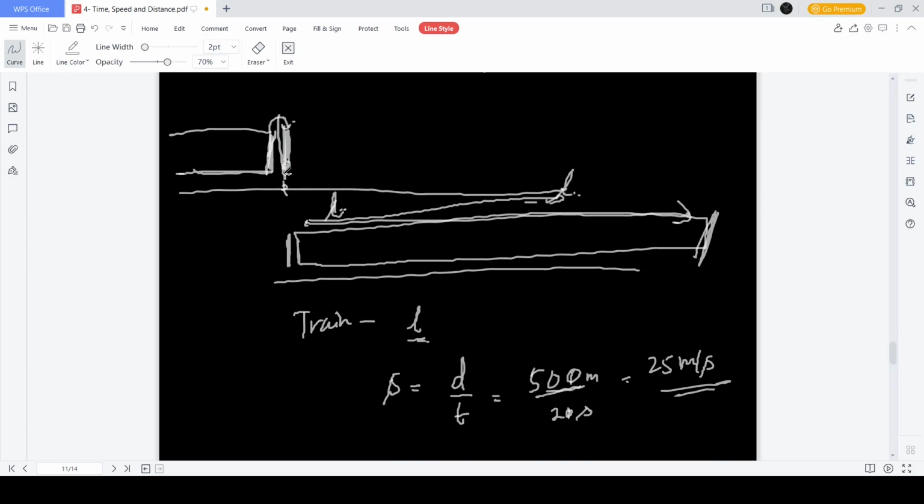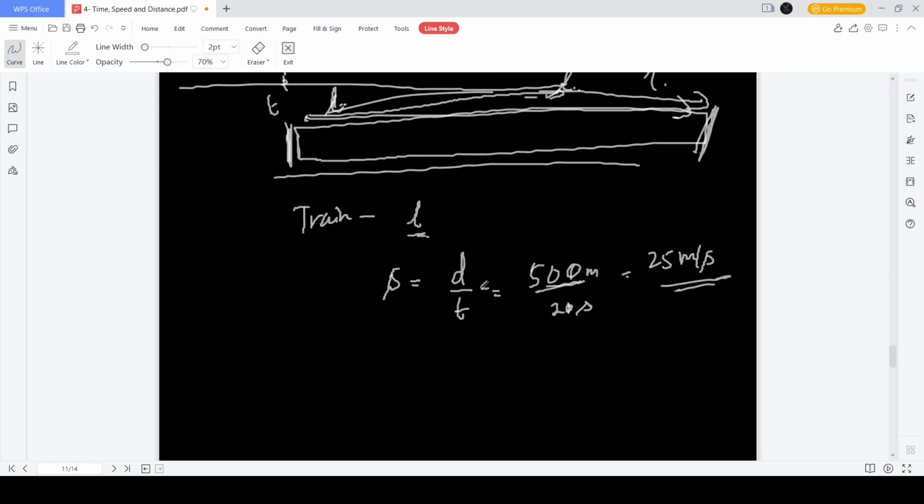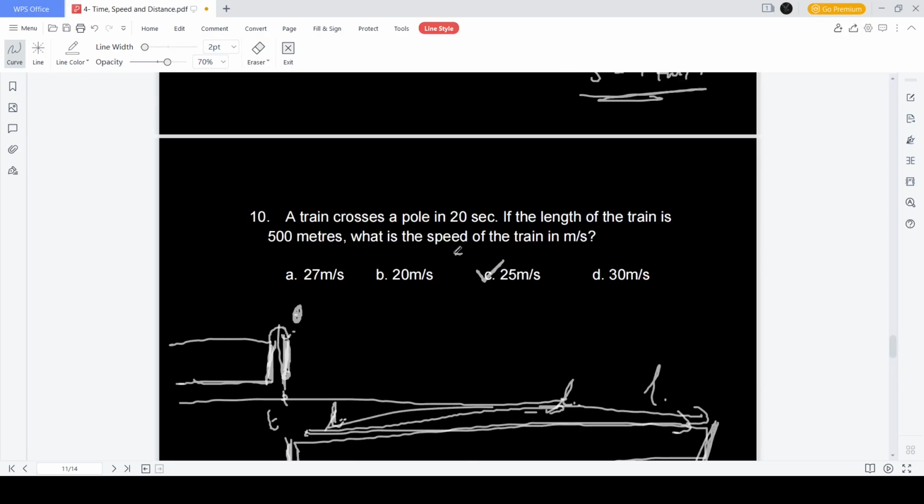Because at this moment, if you say time is 0, at this time it is t, the head of the train has covered the distance L, right? Because the length of the train is covered in the time t. So we find the formula S is equal to L by t, where the distance is the length of the train, that is 500 meter by 20 seconds. So you get 25 meter per second.